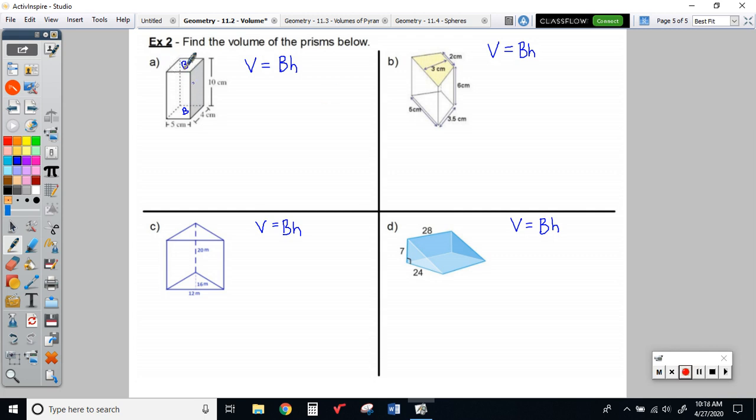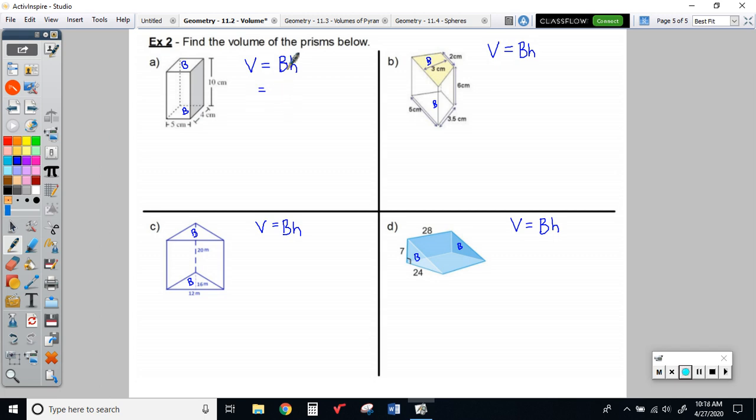So my bases are, I could pick left and right, I could pick front and back, but I chose to pick top and bottom. On this one, rectangular prisms. Here it's got to be the triangles. And then here it's also got to be the triangles. And then on this one, it's got to be the trapezoids you see there. So those are the bases in each of those pictures.